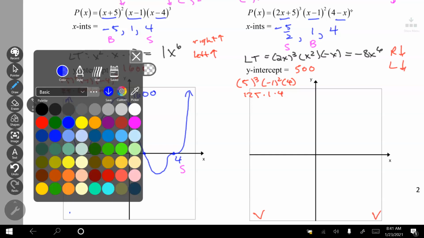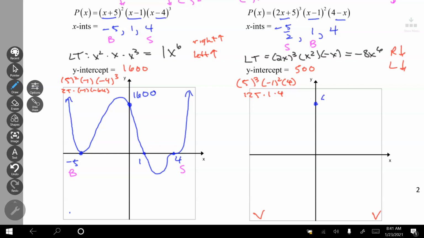Now I'm going to plot everything. I could put 500 anywhere I want on the y-axis. I'm going to have -5 over 2. I'm going to have 1. I'm going to have 4. I have a couple special ones. -5 over 2 was a snake, and 1 was a bounce. And I could go ahead and draw my graph.